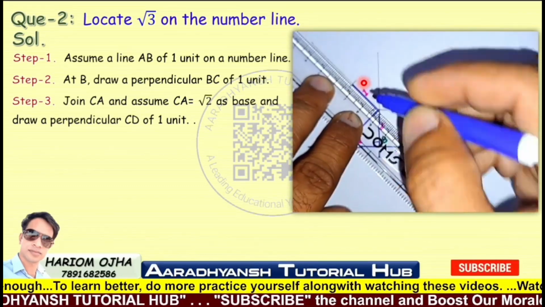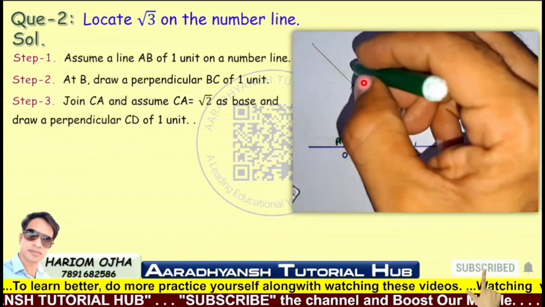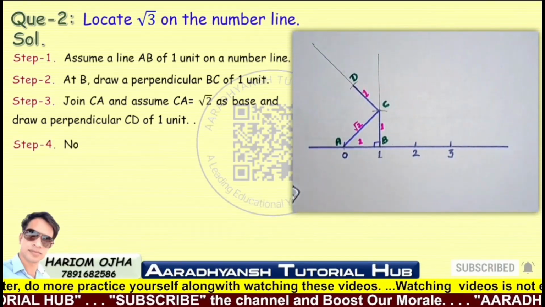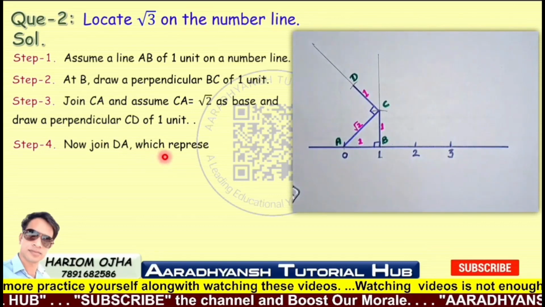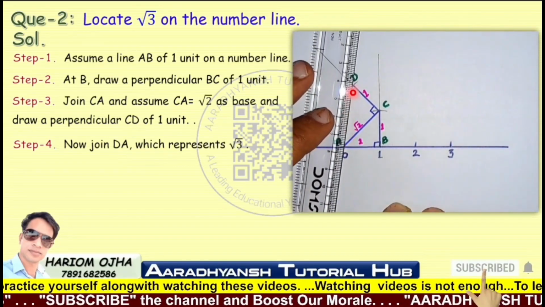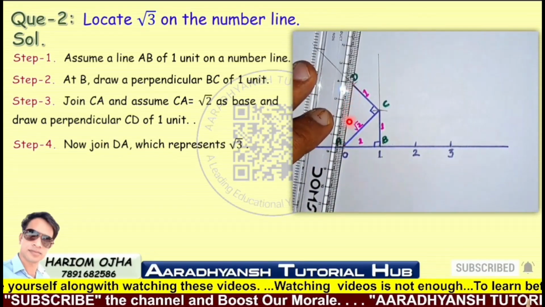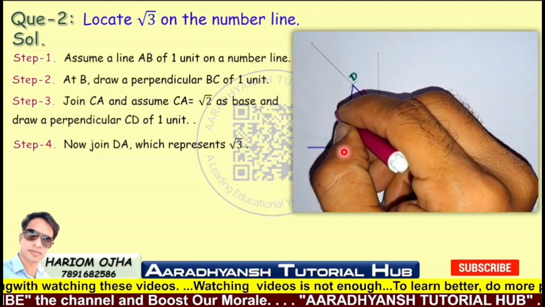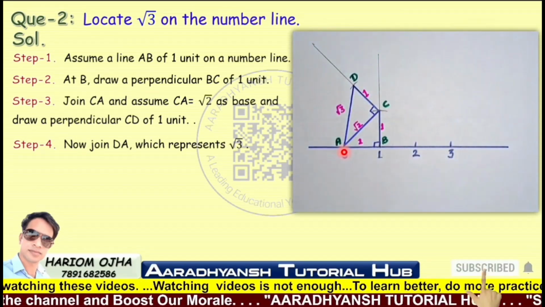Okay, and what will we do after that? Definitely, yes, we will join DA in the next step. Now join DA here. This is DA. With the help of a ruler you can join AD or DA. It represents square root of 3.